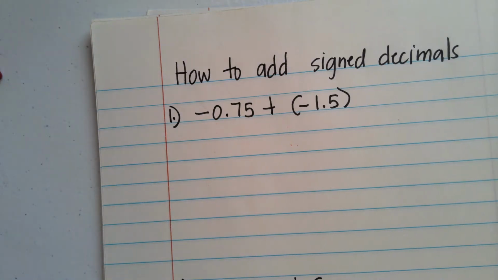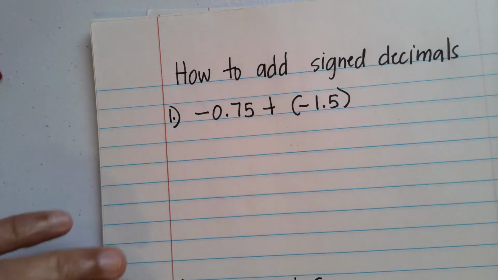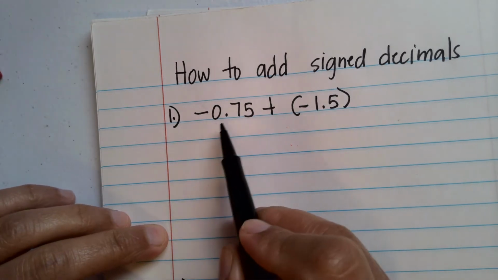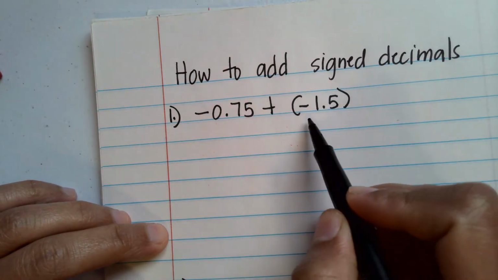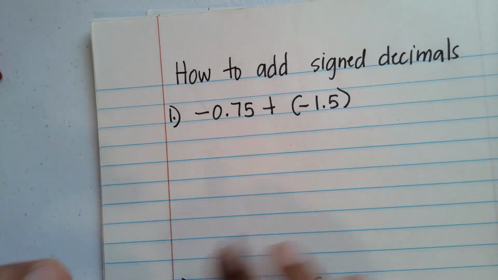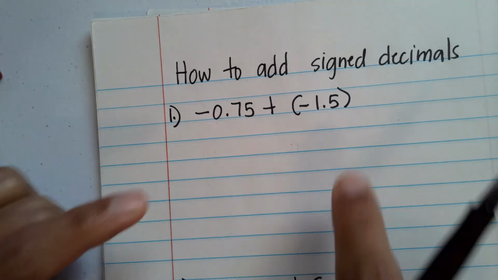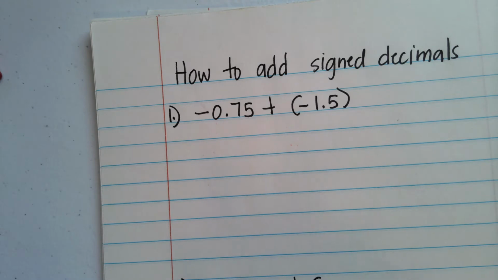In this video, I'm going to show you how to add signed decimals, or rational numbers in decimal form, that are positive or negative. So let's say we have negative 0.75 plus negative 1.5. First thing we're going to do is take a look at the signs. It would be just like integers.